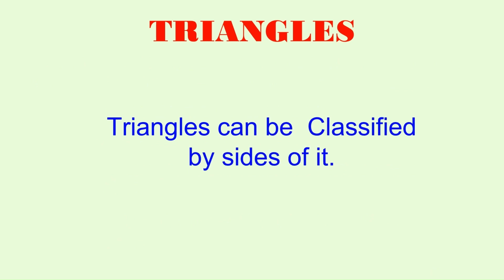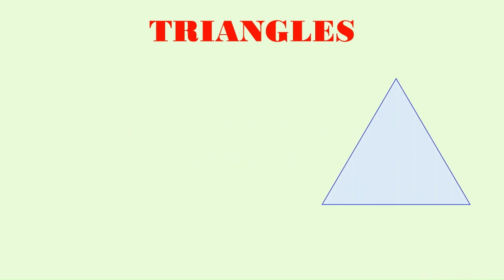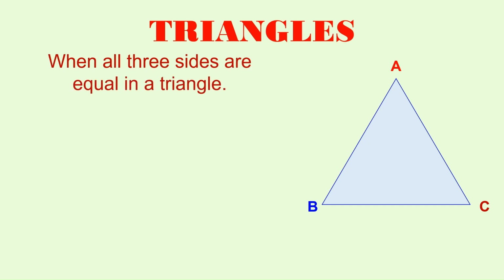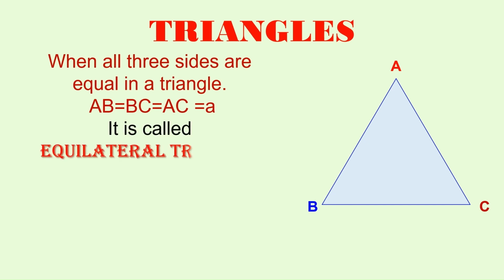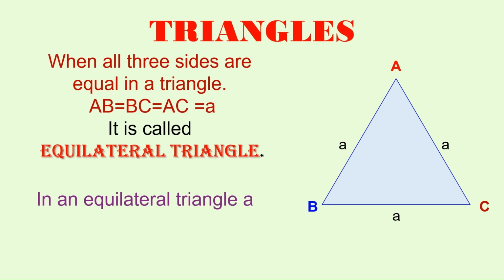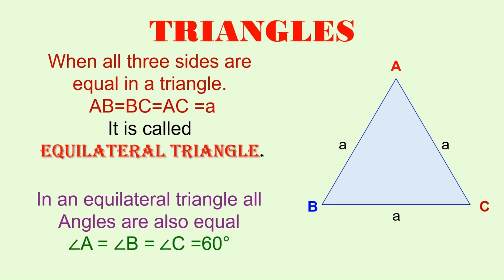Triangles can be classified by sides of the triangle. When all three sides are equal in a triangle, AB equals BC equals AC equals A, it is called an equilateral triangle. In an equilateral triangle, all angles are also equal. Angle A equals angle B equals angle C equals 60 degrees.